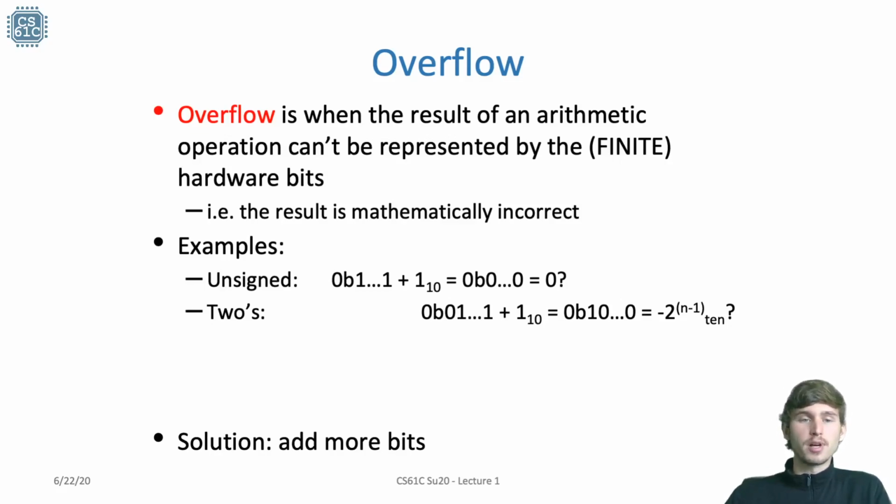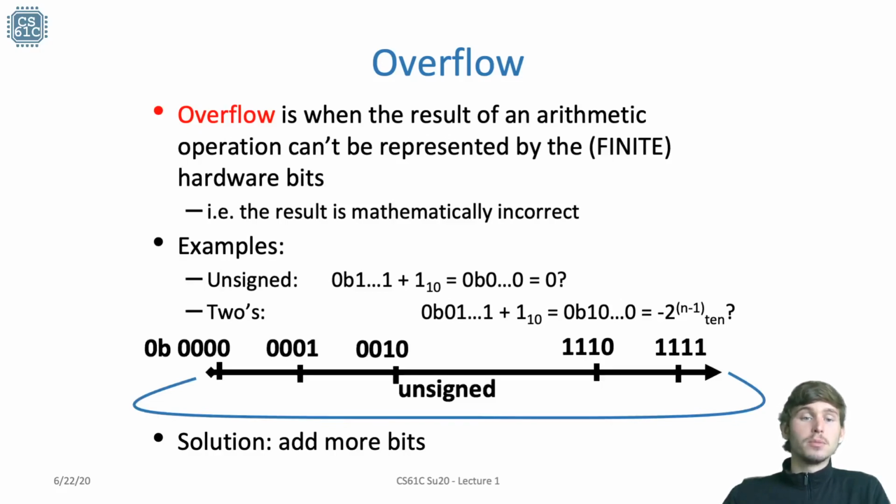So some examples: with unsigned, if we add the largest possible value plus 1, we'll actually get 0, which is incorrect. Similarly with 2's complement, if we add the largest positive value to 1, we'll also get the most negative value, which is also incorrect. I put a number line up here, and you can see that unsigned is wrapping around, similar to 2's complement. Notice that other representations do not have this wraparound effect; they have a different effect.